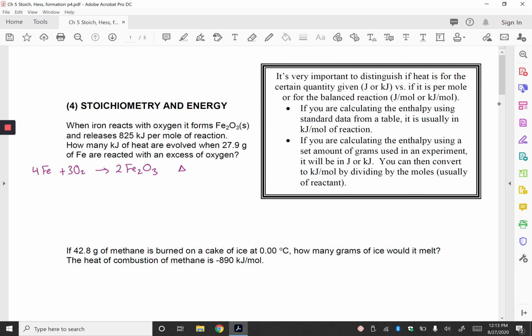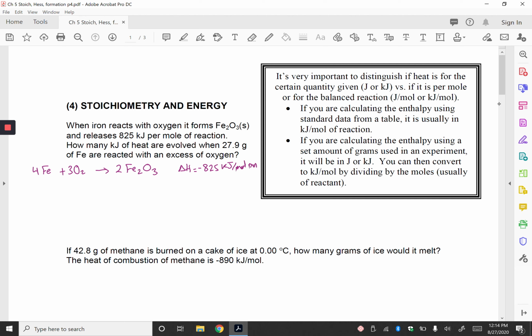They tell us that the delta H for this reaction is 825 kilojoules per mole of reaction. And it actually says releases, so it's actually negative 825 kilojoules per mole of reaction. So what does that mean? What does that per mole of reaction mean? That means that it's for the reaction as written. So that's for 4 moles of iron, or 3 moles of oxygen, or 2 moles of Fe2O3. If it's written like this and it says kilojoules per mole of reaction, that's what it means.